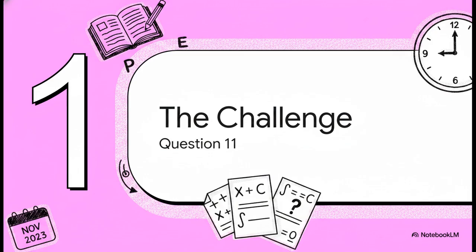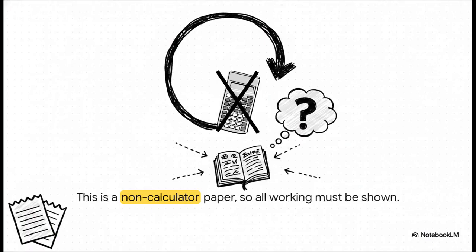Okay, so here's our challenge for today. We're looking at question 11. This one's from the November 2023 Pearson Edexcel Higher Tier, Paper 1. Now, first thing you'll notice is this little symbol here. And trust me, that is super important. Why? Because this is a non-calculator paper. That means every single step of your method is absolutely crucial. You've got to show the examiner exactly how you got from A to B.